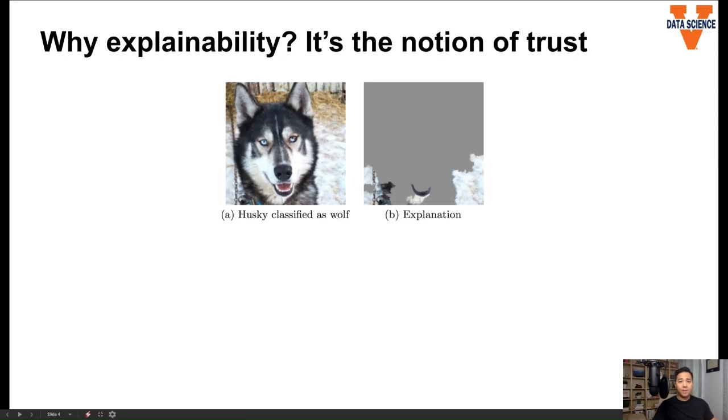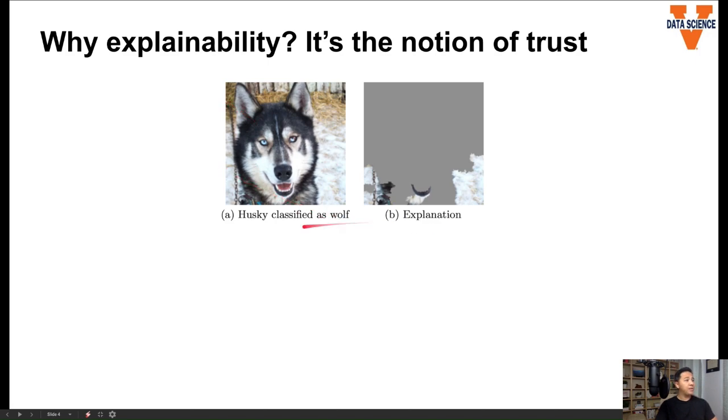So, why do we care about explainability? It's mostly because of the notion of trust. Let me show you an example here. There is an image of a husky dog that was misclassified as a wolf. You say, okay, fine, this image is going to be hard for the model to understand. Huskies look like wolves, and you might have some empathy towards this mistake. But what if you find out which image patch the model was using the most to make this prediction? You might have a different point of view.